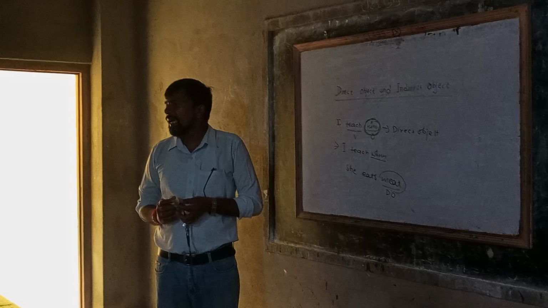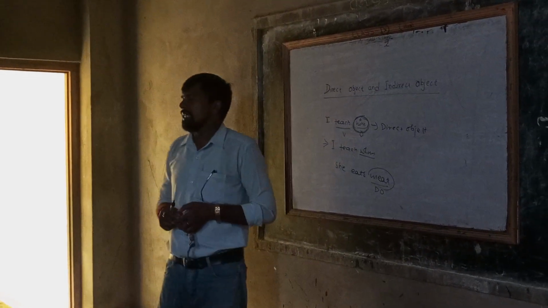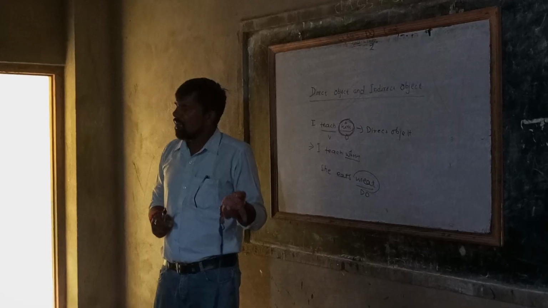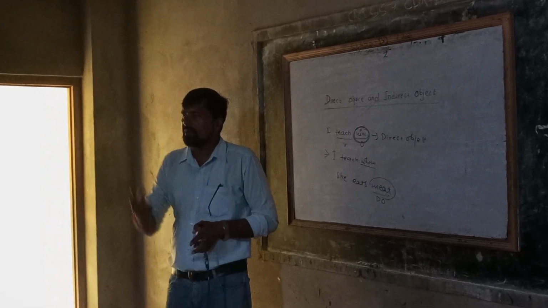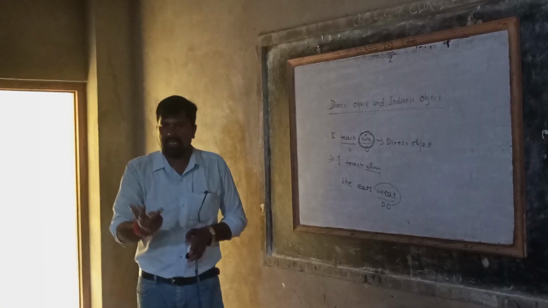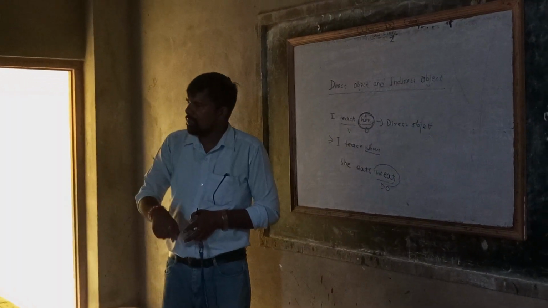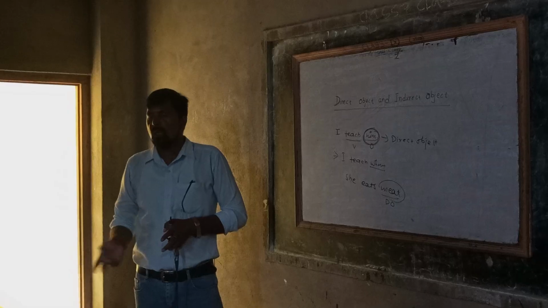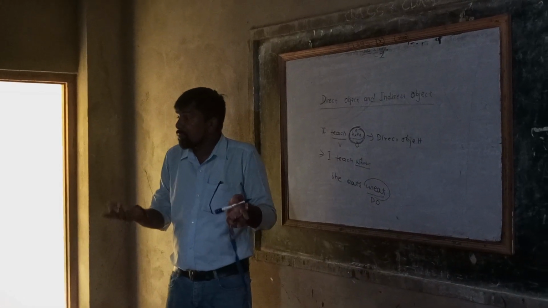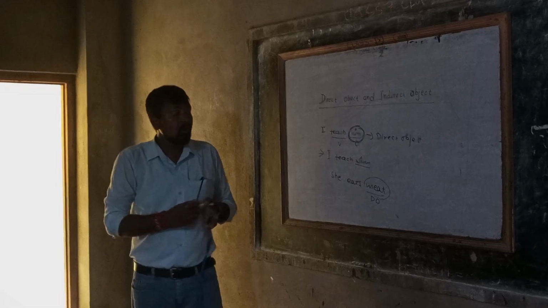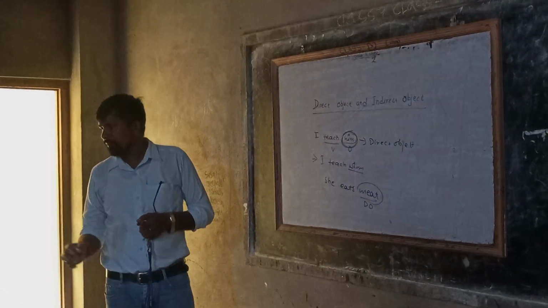Now come to indirect object. In some sentences, there is a direct object and also an indirect object. It means some sentences consist of a double object. So where is the direct object, and where is the indirect object? It is not so difficult for you here. So come to the examples.